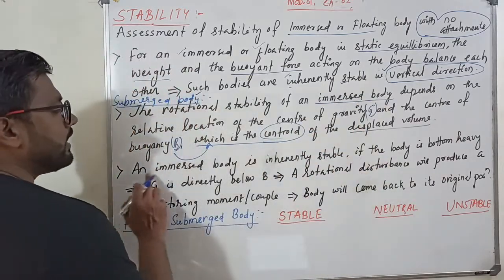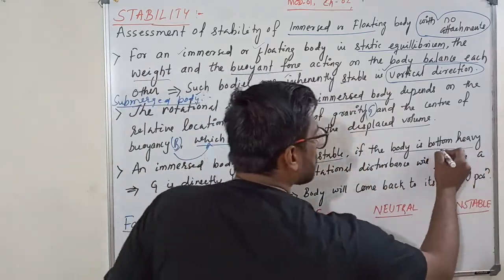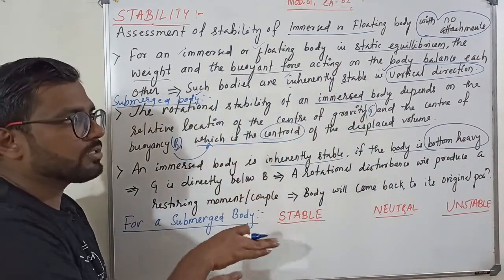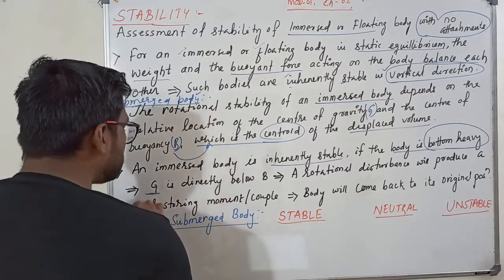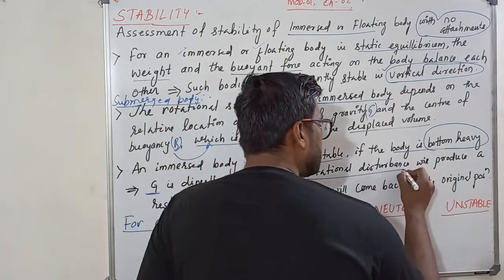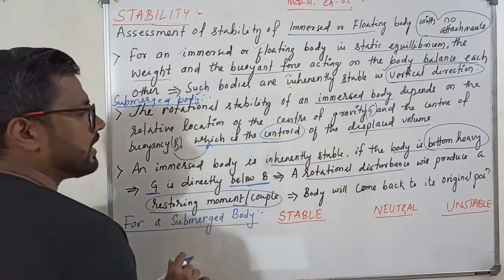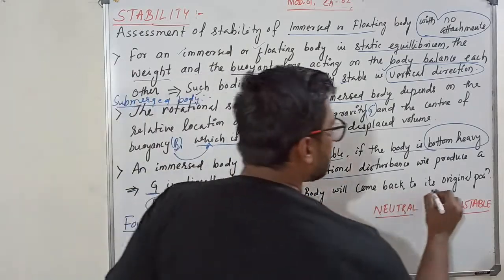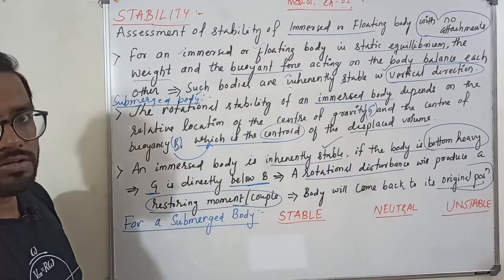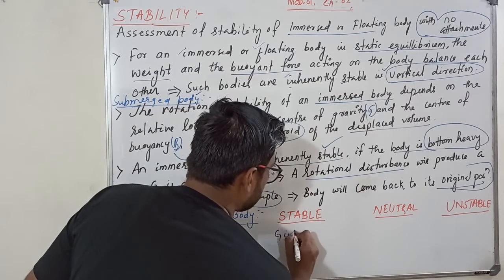Now an immersed body is inherently stable, meaning by default stable, if the body is bottom heavy, the bottom portion is heavy. Just now we discussed, if most of the weight is concentrated at the bottom half, then it is stable. That means your G, center of gravity, is directly below the center of buoyancy. Then if you give a rotational disturbance, the action is your rotational disturbance, the reaction is a restoring moment or couple. So it will again come back to its original position. Because it is coming back to the original position, we call it stable equilibrium.